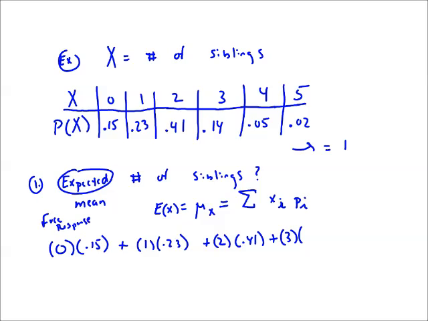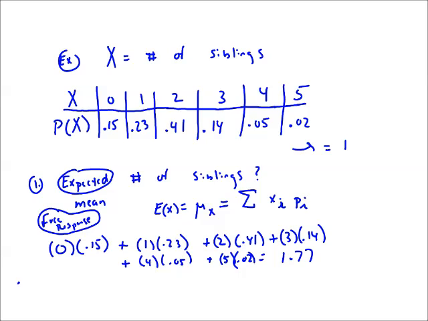Now, if this is multiple choice, you do not have to show all this work, and I'll show you how to just get it in your calculator in a moment. Plus 4 times 0.05 plus 5 times 0.02. And we do all that, and hopefully you don't make a mistake in your calculator, and get 1.77.